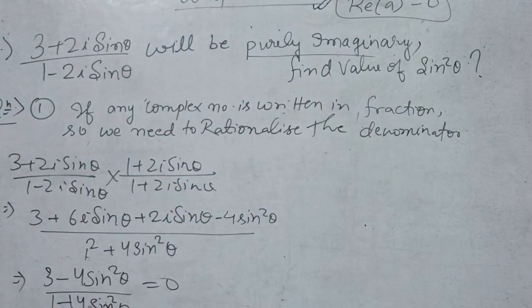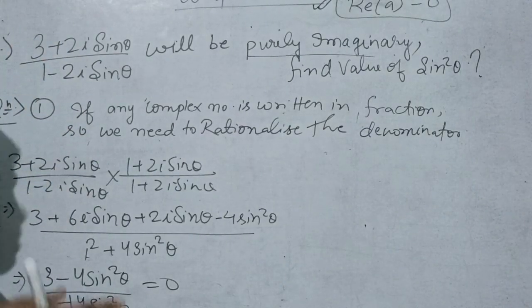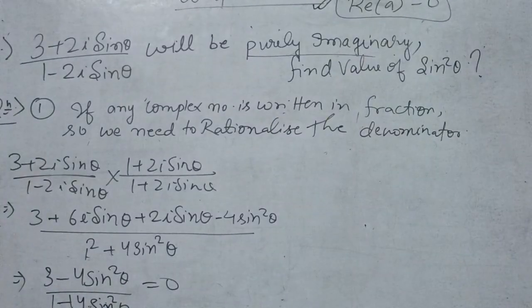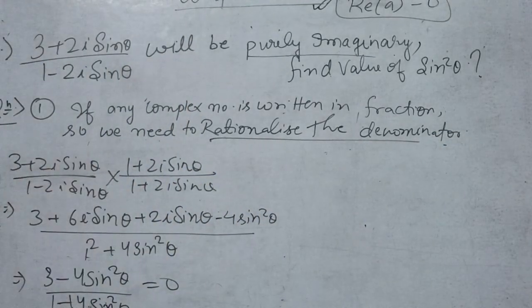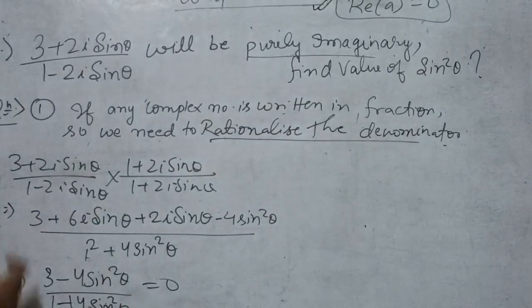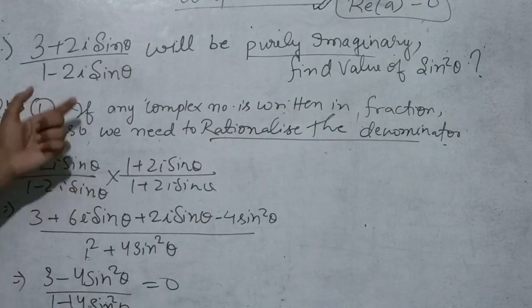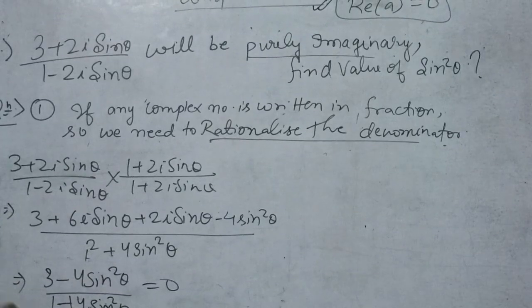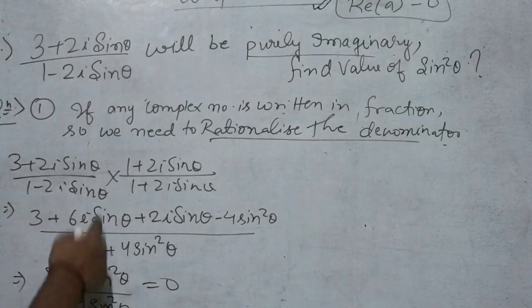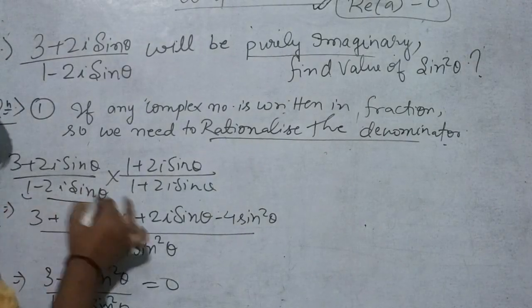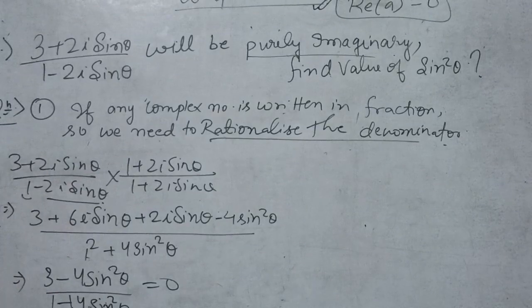So in this situation, (3 plus 2 iota sine theta) by (1 minus 2 iota sine theta), at first we have to rationalize the denominator. In class 8, 9 or 10 we have studied rationalizing the denominator. We will discuss this again in the algebra of complex numbers. Whenever a fraction is given, we first rationalize it and then proceed to solve the question. We multiply the numerator and denominator by 1 plus 2 iota sine theta.